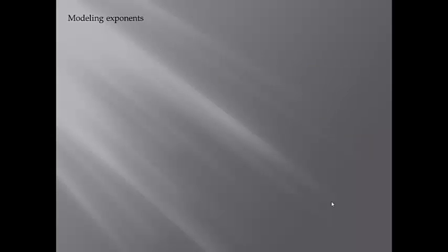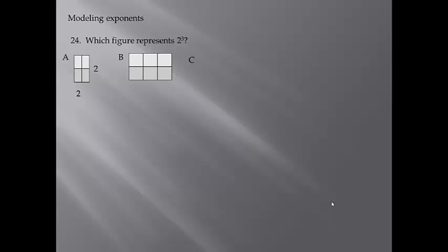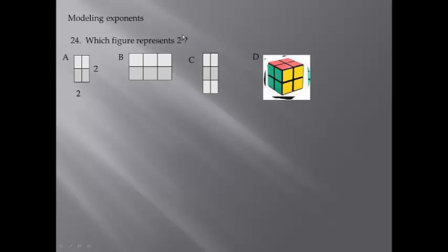Number 24. Which figure represents 2 cubed? 2 cubed means 2 times 2 times 2. So I look at my answer choices. I have to have some sort of 3-dimensional object because it's 2 cubed. So the only one that has a 3-dimensional object is answer choice D.